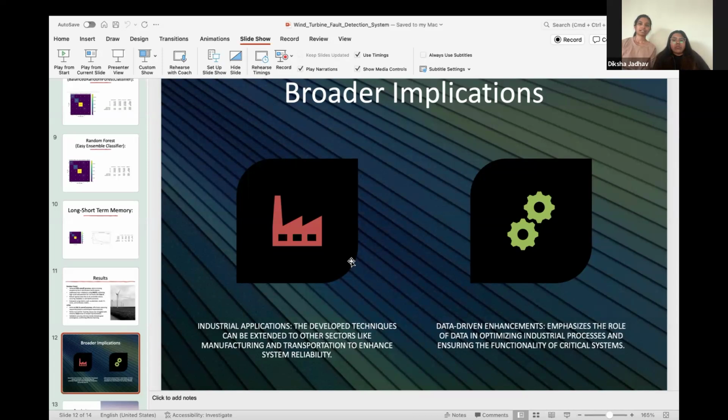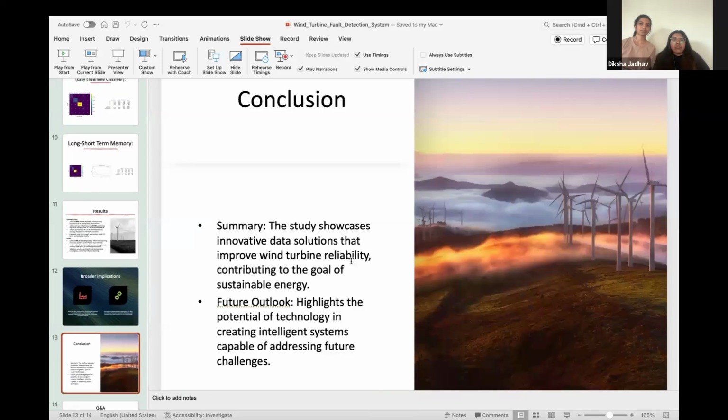Now, finally, I can conclude this project by addressing some of the key challenges we encountered in wind turbine maintenance, and we also demonstrated the power of machine learning in fault detection. We have also contributed to the broader goal of enhancing renewable energy reliability. Now, looking ahead, we can see exciting possibilities such as integrating IoT sensors for real time fault monitoring and expanding these models to other critical systems.